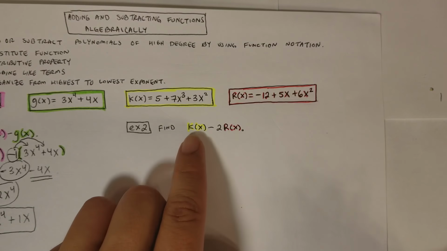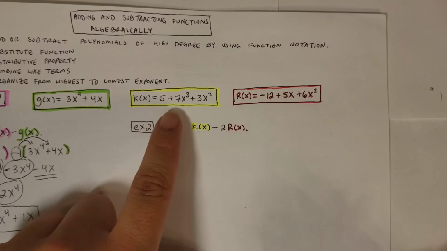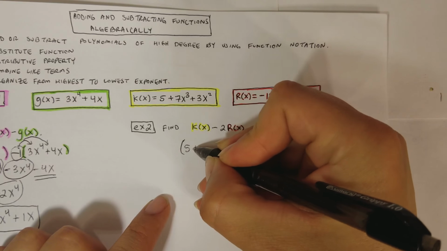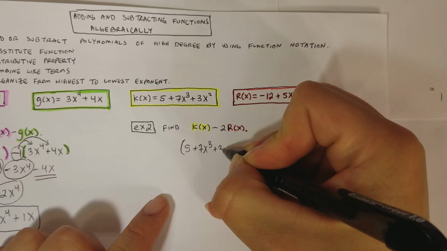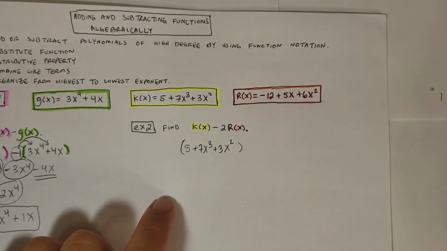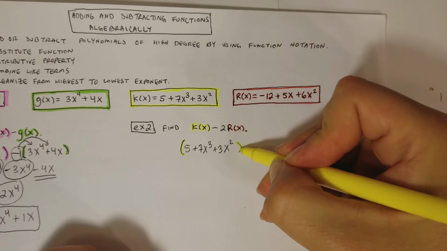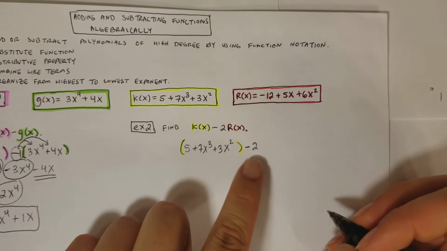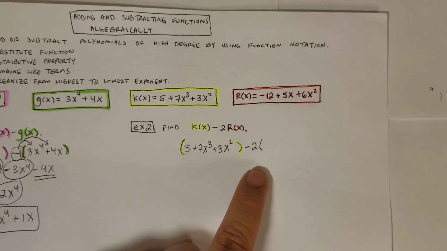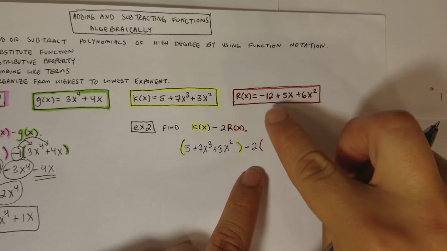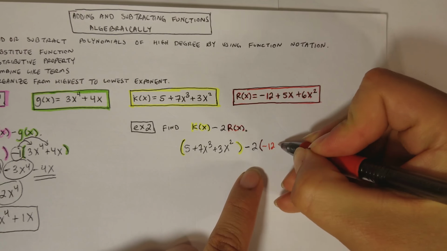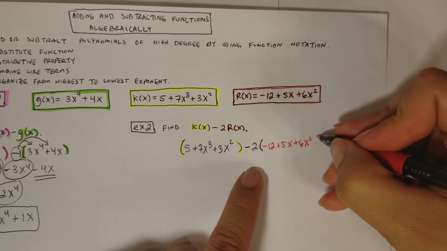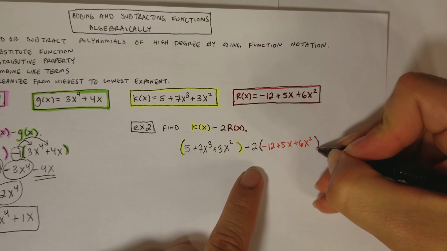So we want to first substitute. So we're going to plug in everything that we see for k inside of my equation. So that's going to be the 5 plus 7x to the power of 3 plus 3x squared. So that is my function k of variable x. Now I want to subtract 2, so minus 2, multiplied by function r of x. And if you remember, function r of x is up here. So that's going to be negative 12 plus 5x plus 6x squared. Okay, so we did the substitution part.